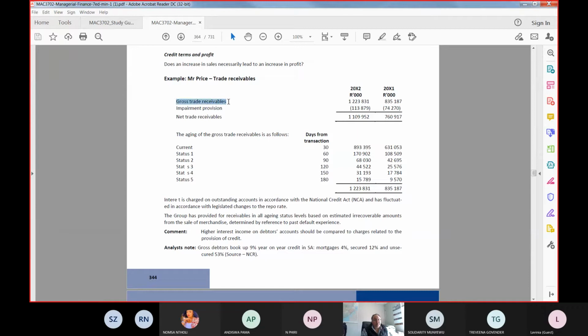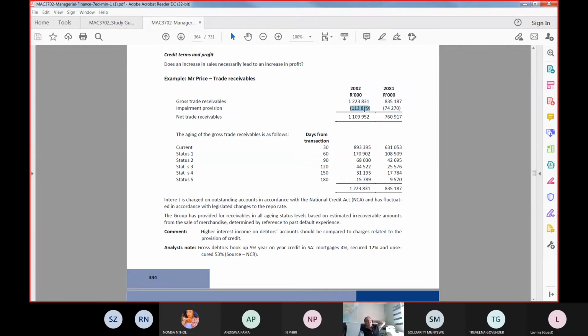The gross trade receivables is 1.2. That information is given to us, and the impairment provision is given to us as well. The net receivable is so much. Now, the aging of the gross trade receivables is as follows: current, 30 days, bearing in mind that all add up to that. This is your data and age analysis, and it comes to that.